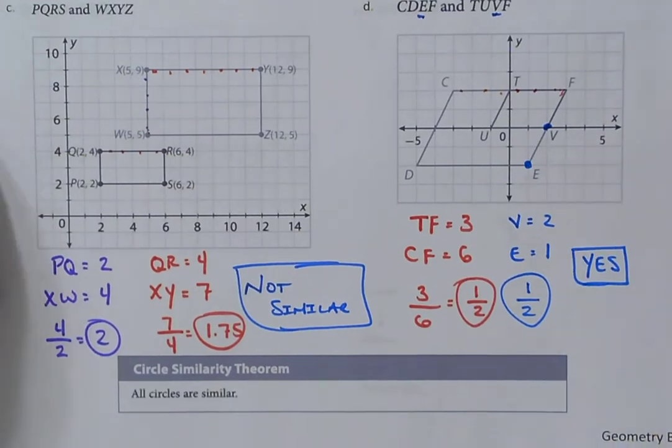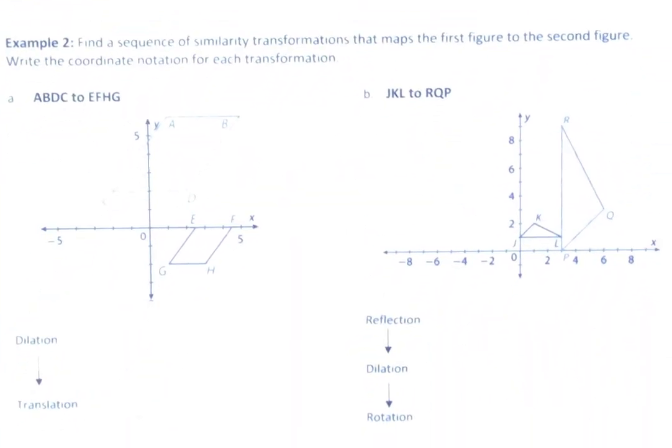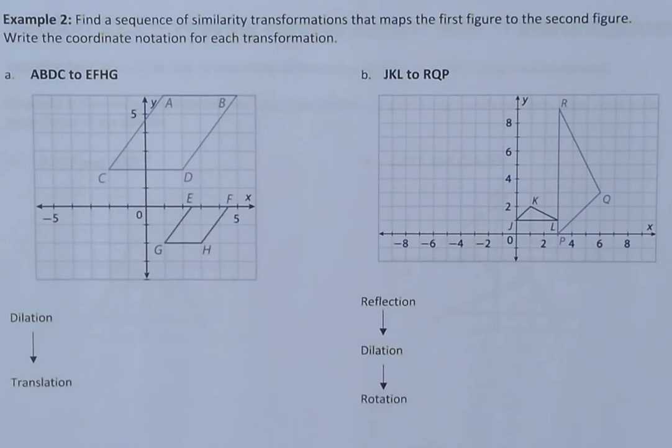Alright, so with that said, let's go ahead and move on to example 2, which is going to be our final example for today. And example 2 is going to have us take it a step further and not just determine if they are similar, but we're going to find that sequence of similarity transformations that maps the first figure to the second figure, and we also have to provide the coordinate notation for each transformation. So that's that xy goes to x plus 1 comma y minus 2.